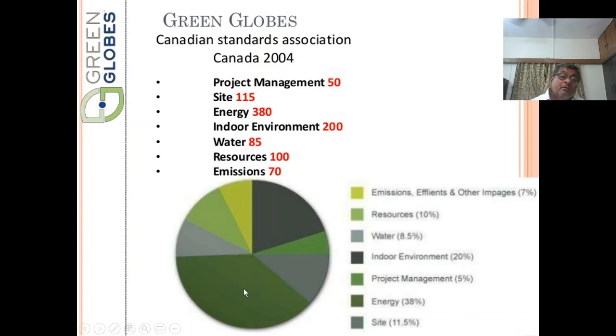Project management 5%, site 11.5%. Slightly greener, emissions 7%, resources 10%, then water 8.5%, then indoor environment 20%, again project management 5%, energy 38%, and site 11.5%.